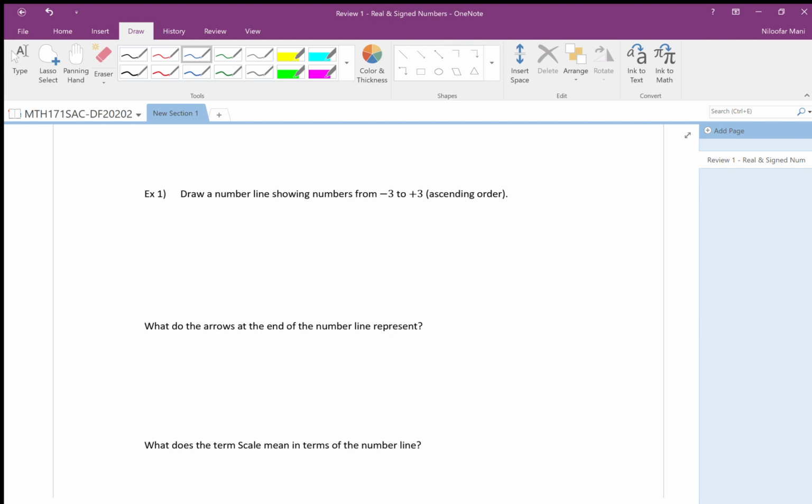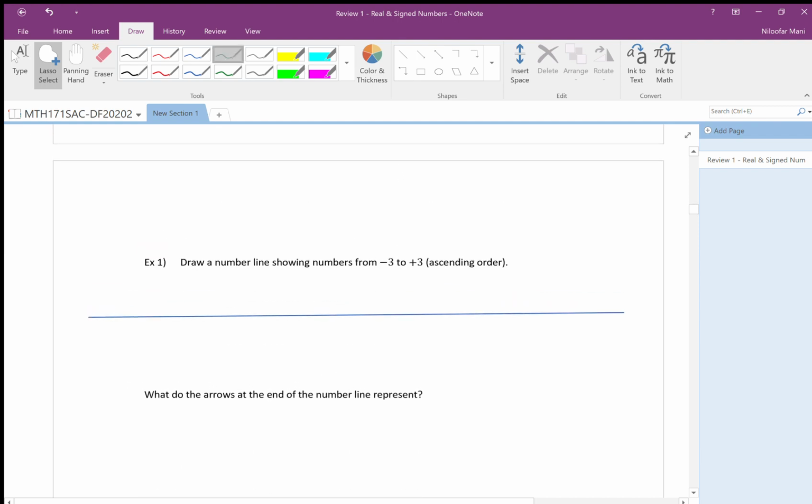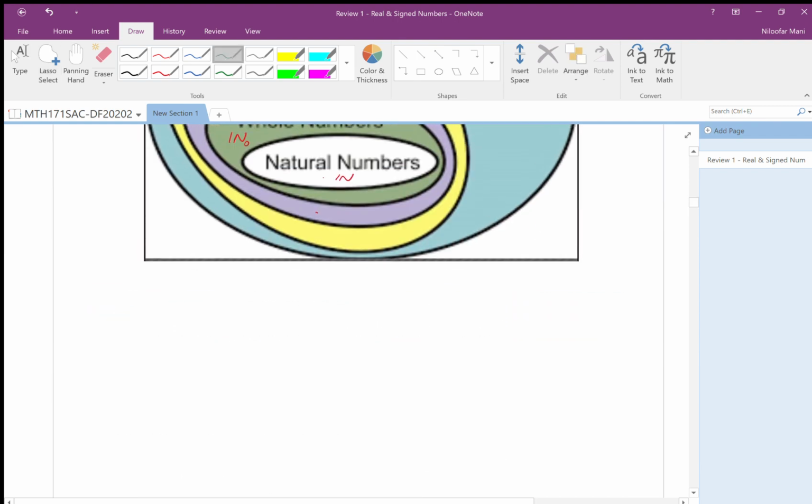There is a number line showing numbers from -3 to 3. So how do I do that? I want to make a number line, so I make a line here. When I say number line, I have to remember, what is my number? I have to check.